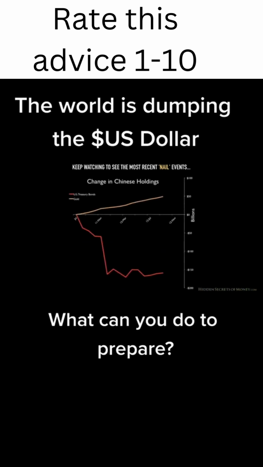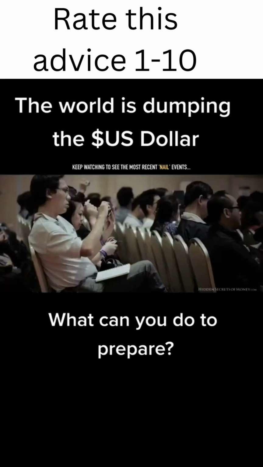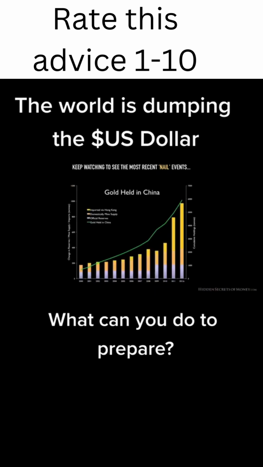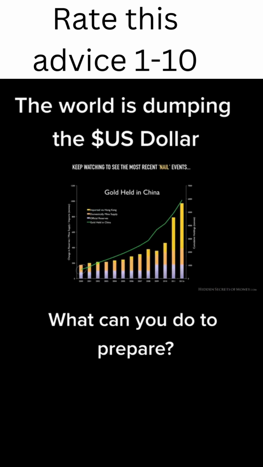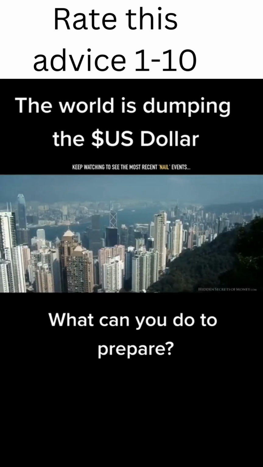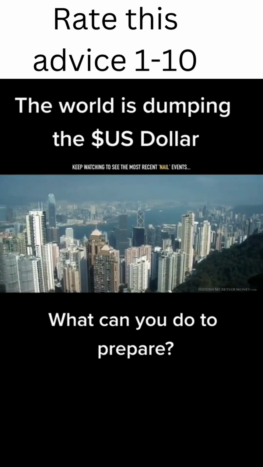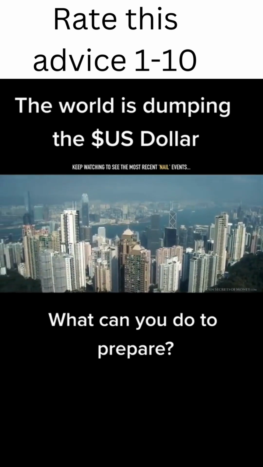So these are changes in Chinese holdings. They are accumulating gold. They are getting rid of U.S. Treasury bonds. This is gold held in China. The green line is the cumulative gold. That's on this side, this scale. So it's gone from about 700 tons to almost 6,000 tons. And the past couple of years here, they have ramped up their buying. They know that the dollar standard is coming to an end, and they are protecting themselves.